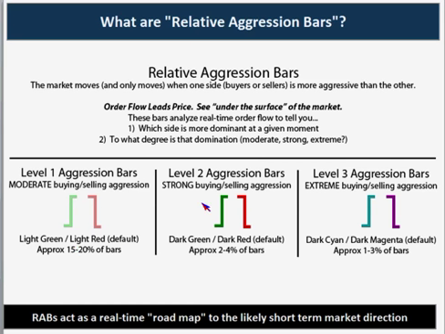Then we have a level 2 aggression bar, and that's telling us there is either strong buying aggression or strong selling aggression. Those are a little bit darker colored, and that's more rare. That's going to happen only 2 to 4% of the time, depending on the market. And then the extreme buying and selling aggression is what we call level 3, and that's again more rare. But this is something you absolutely want to pay attention to. I'll show you some trade entry concepts based on just these level 3 bars in a moment.